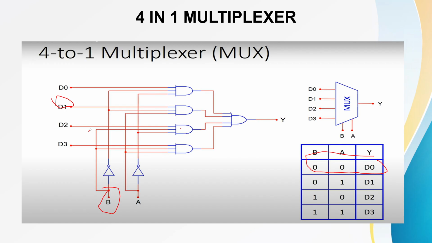That goes, the last one, which is the device 3, is connected to the A and B directly to the AND gate of the device 3, which means the input of device 3 will still work if the input of A and B are 1 and 1.